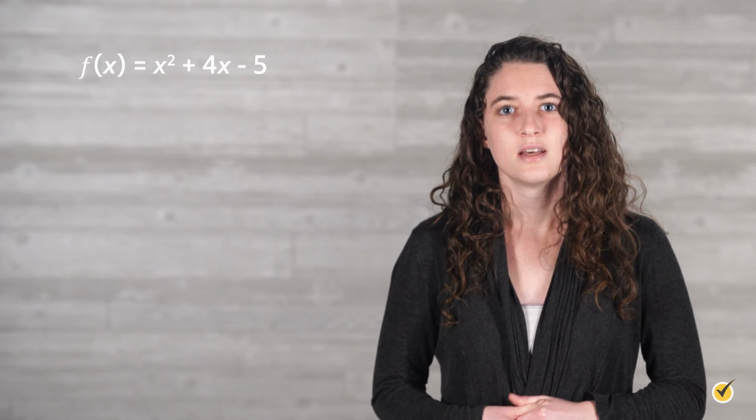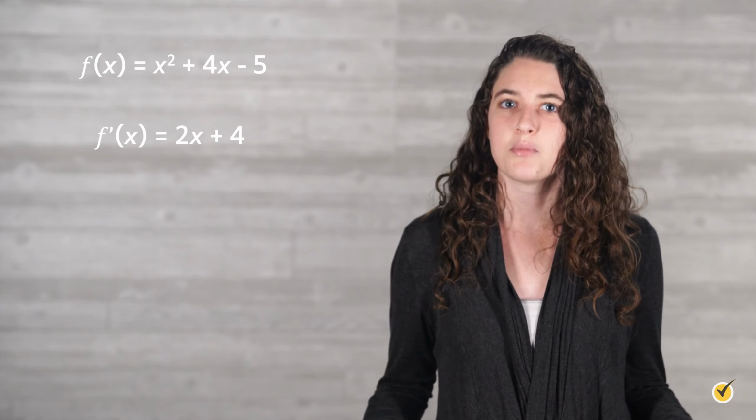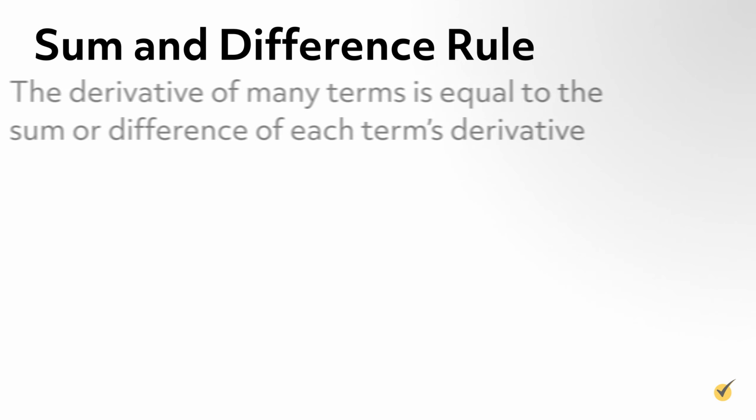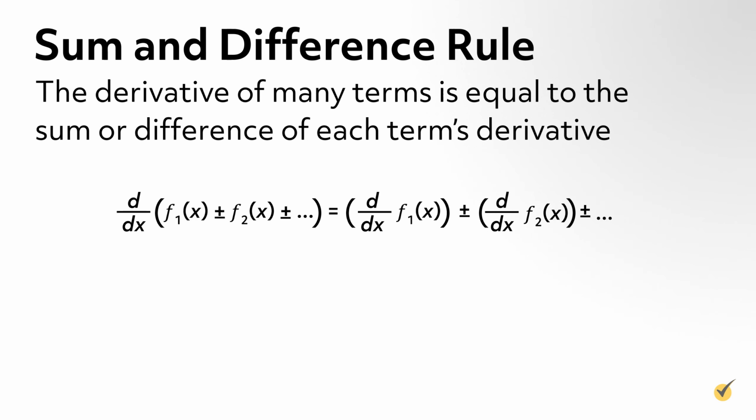The derivative of the first term x squared is 2x. The second term's derivative is 4, and the third term's derivative is 0 because it is simply a constant. So f prime of x is the sum of each term's derivatives, which gives us f prime of x equals 2x plus 4. The formal way of expressing the sum and difference rule is that the derivative of many terms is equal to the sum, or difference if the terms are subtracted, of each term's derivative.